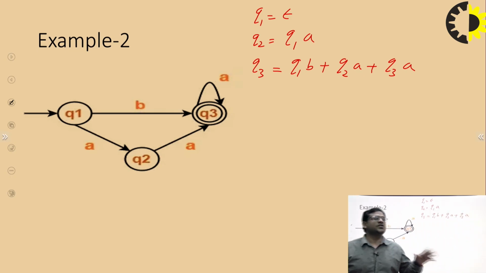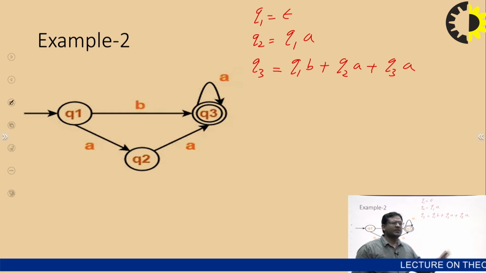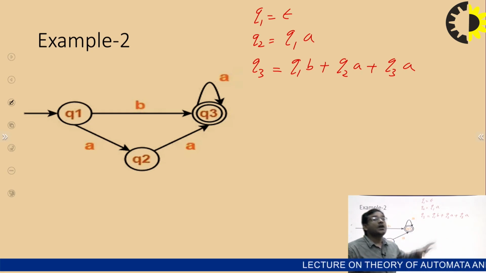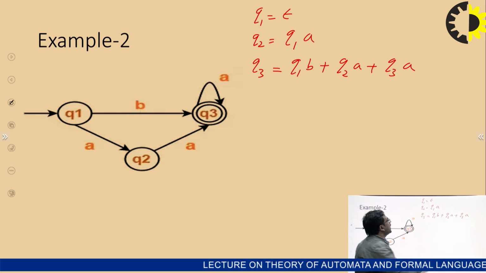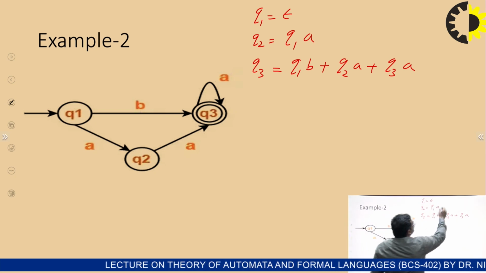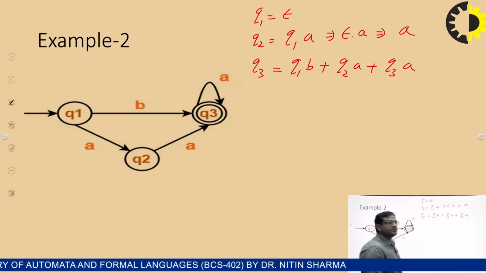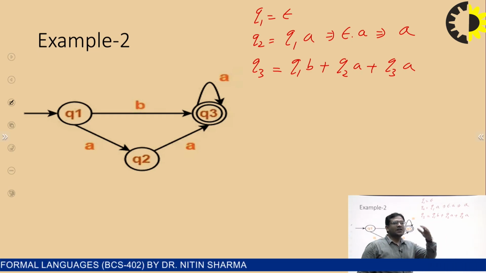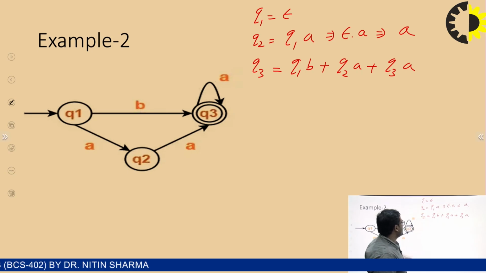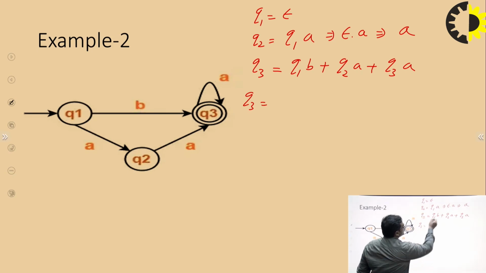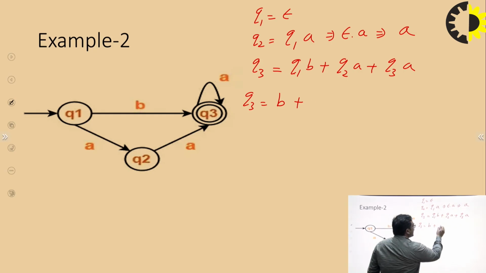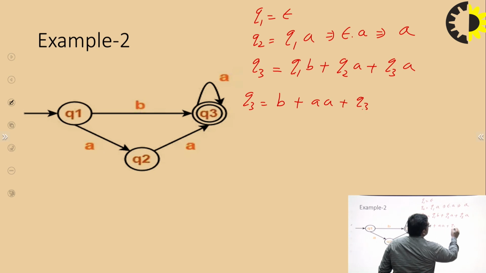Okay. So Q1 is equal to null. So we have the answer of Q1. Whenever we get Q1, we can just put null here. What is Q2? Q2 is equal to Q1A. If I put this Q1 value null here, what we get is null multiplied by A, that is A. So Q2 is equal to A. Q1 is null, Q2 is A. Now we can put this Q1 and Q2 in Q3. So Q3 is equal to, if I put Q1 as null, null into B is B. So B plus Q2, Q2 is A, A multiplied by A. So we can write here double A plus Q3A.